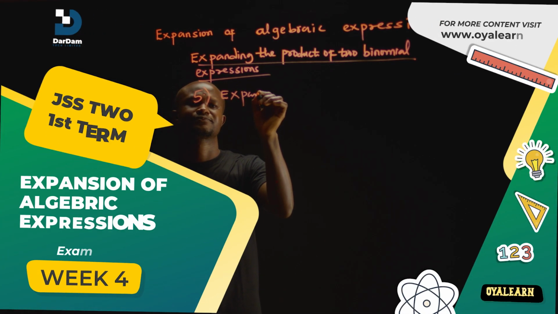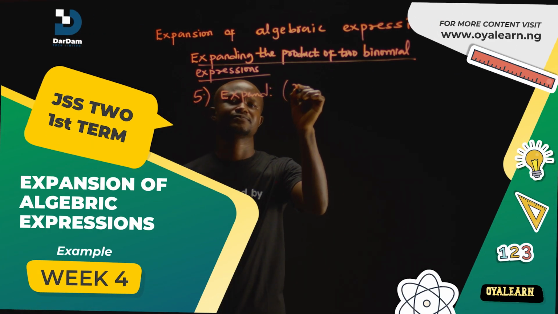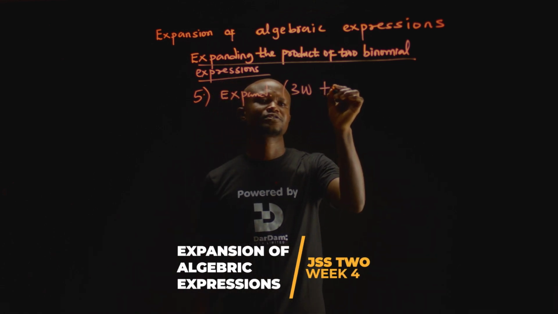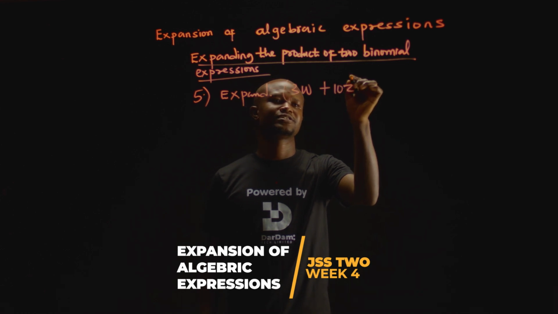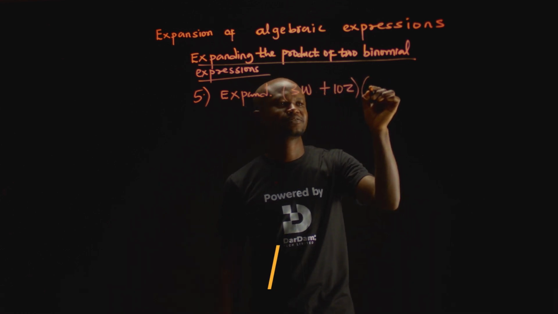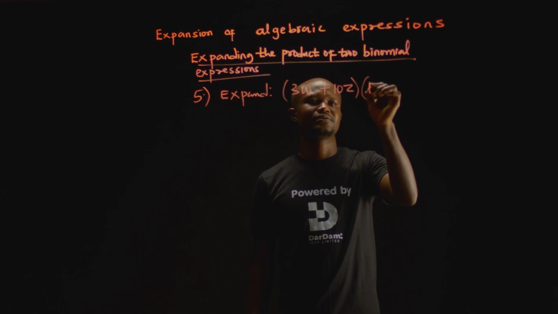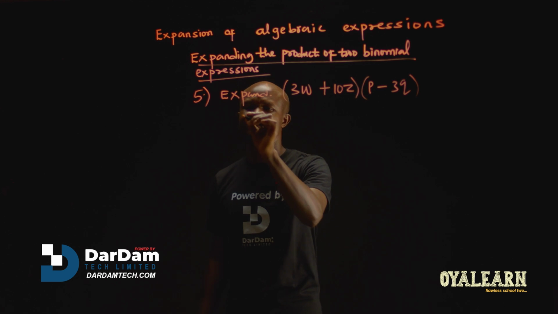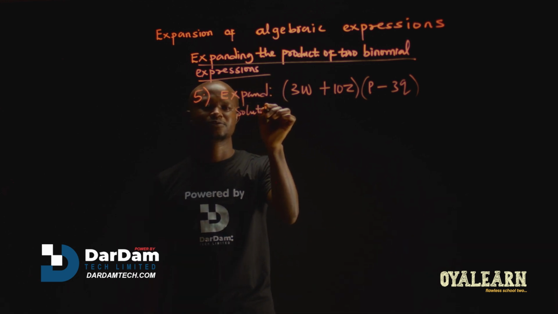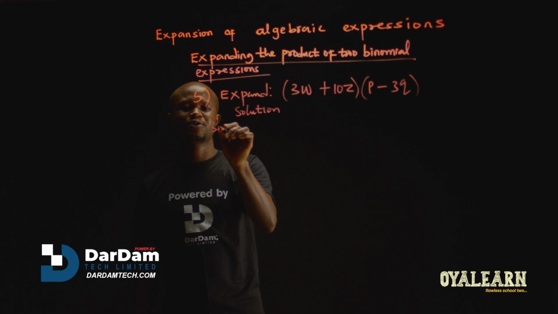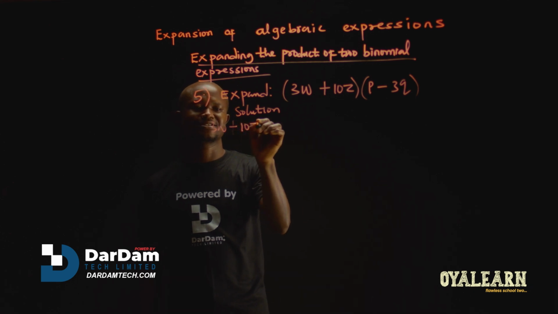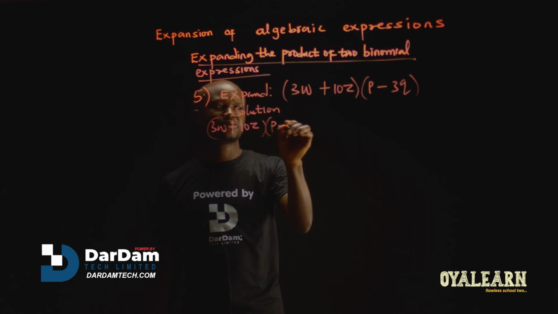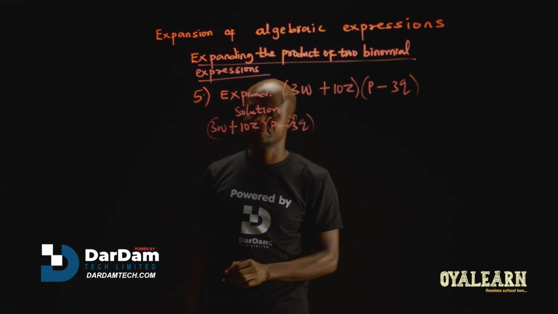Expand (3W + 10Z) into brackets (P - 3Q). Solution. We have (3W + 10Z) into brackets (P - 3Q).